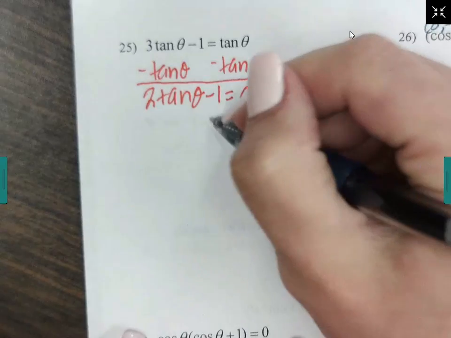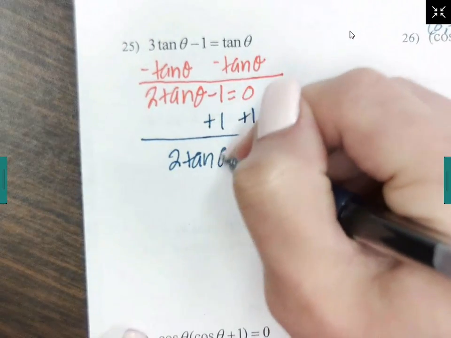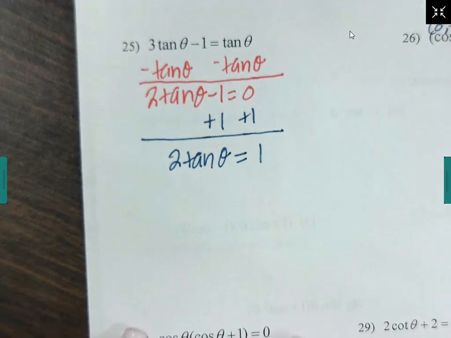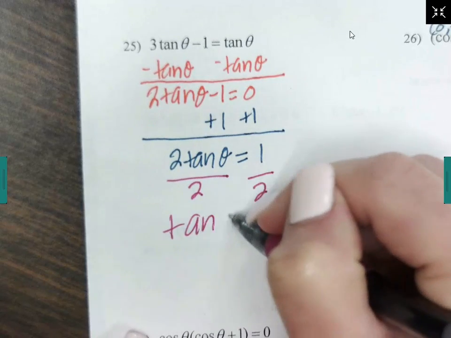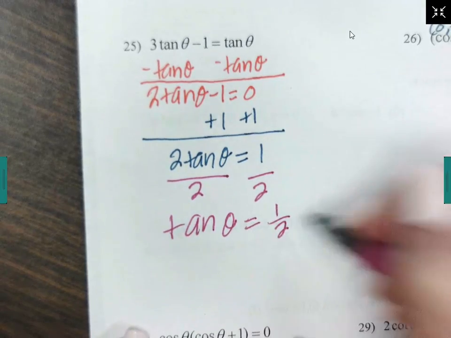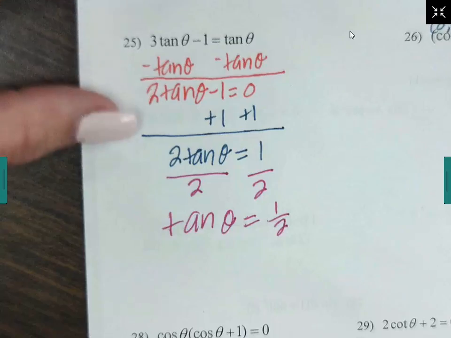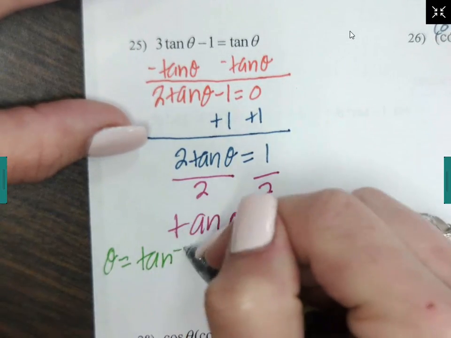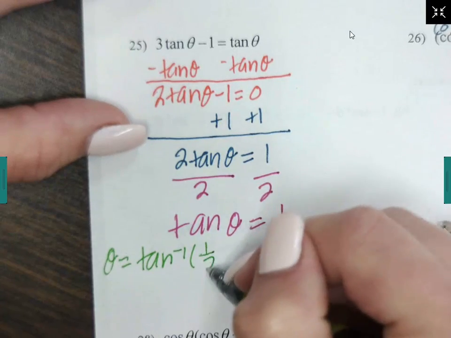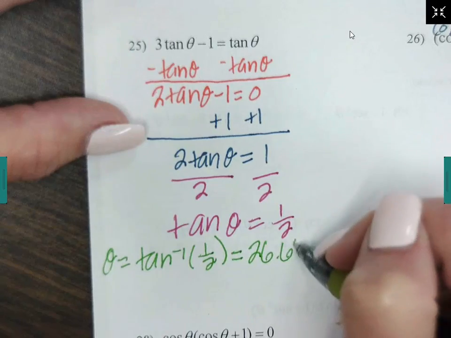So then we would add 1 to both sides, and that gives us 2 tan of theta is equal to 1. And then we would divide both sides by 2, and we get the tan of theta is equal to 1/2. Is that what you guys got? So in your calculator, you can put in theta is equal to tan inverse of 1/2. And what did you guys get? 26.6 degrees, okay?